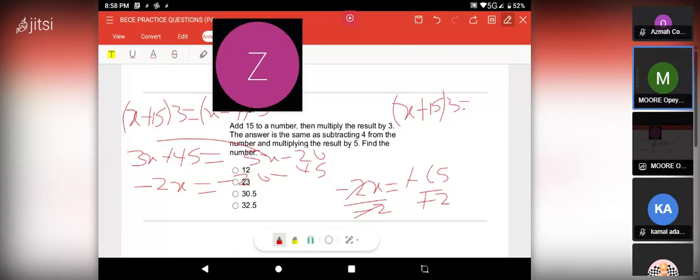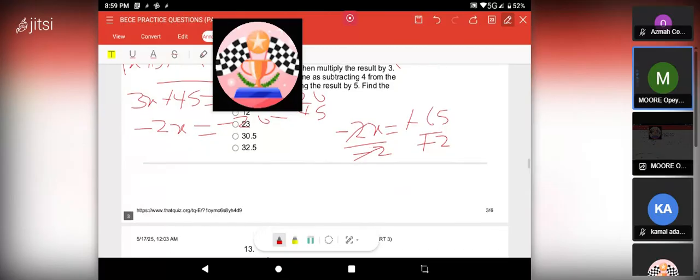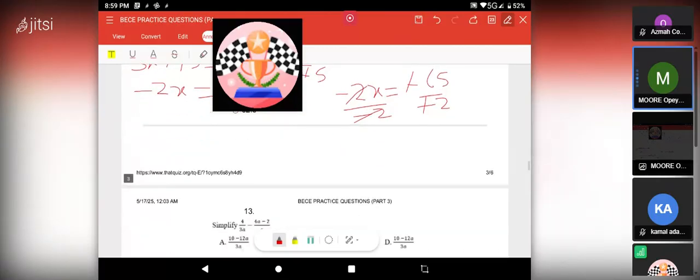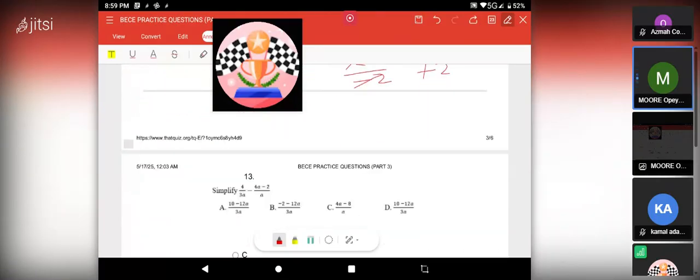32.5. Ah, Zena, it shows that you are hungry. True, true. Don't worry, we'll soon finish it now.